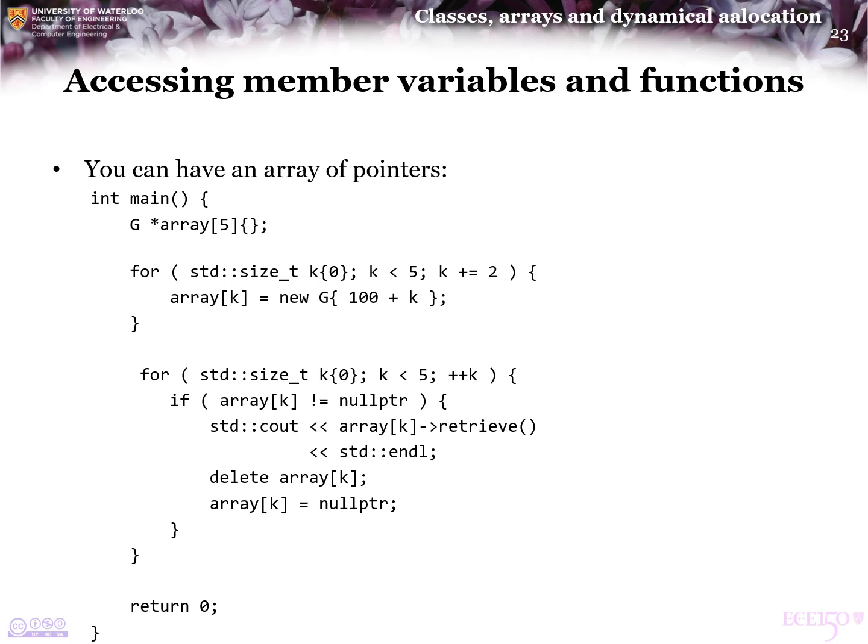So you can also have an array of pointers. So here, for example, array is declared to have a capacity of 5, but it's an array of 5 pointers to instances of the class G. Now, a pointer is an address. The default value of an address is the null pointer. So by having just empty braces after the declaration, that simply initializes each of the 5 entries of the array to null pointer.